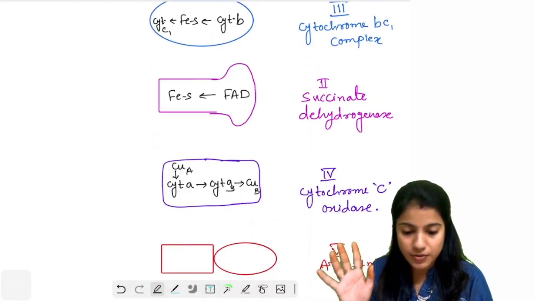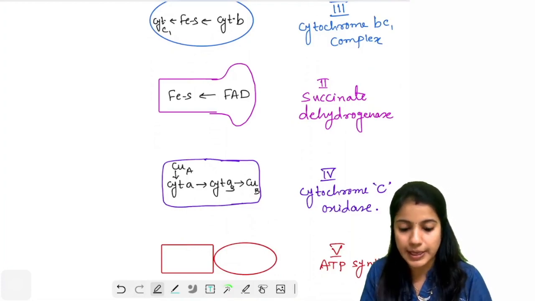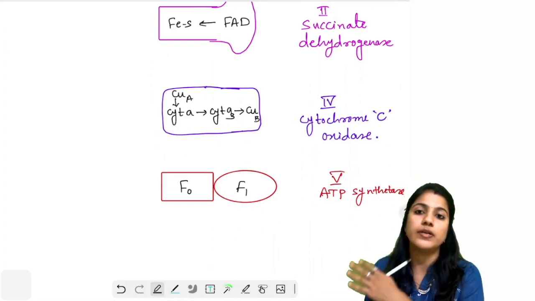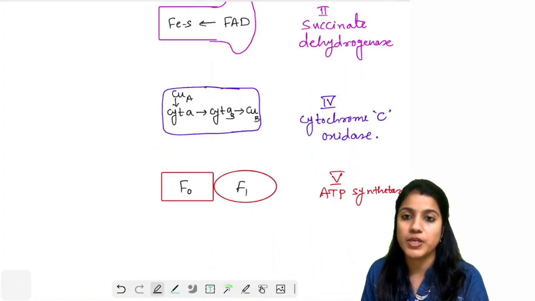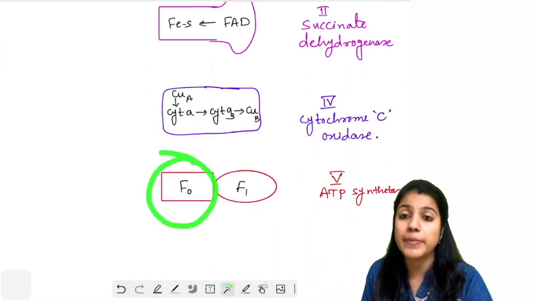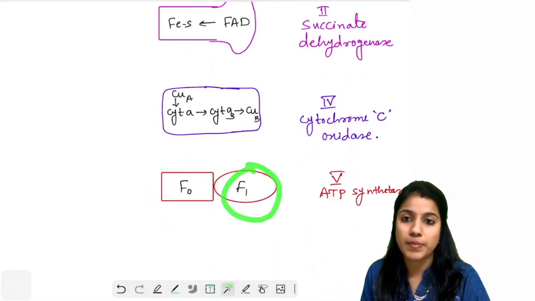That is complex 4. Name of that complex: cytochrome C oxidase. Complex number 5 is made up of F0, F1 molecule. This we have already discussed in photosynthesis also. During ATP formation, we need ATP synthetase molecule, which is made up of two components, F0 and F1. Out of this, F0 is embedded in the membrane, and F1 is outside the membrane.